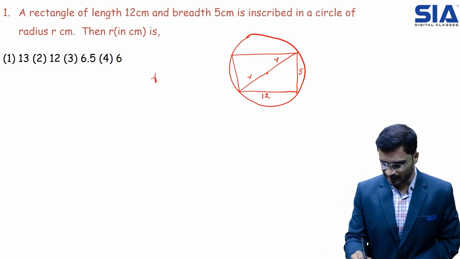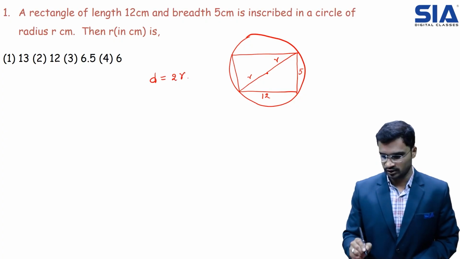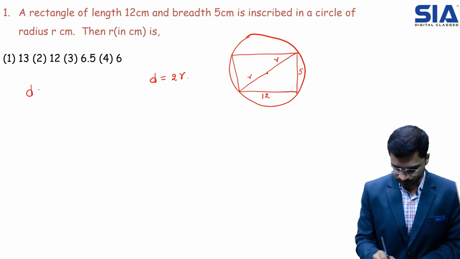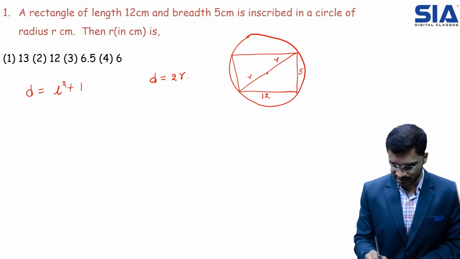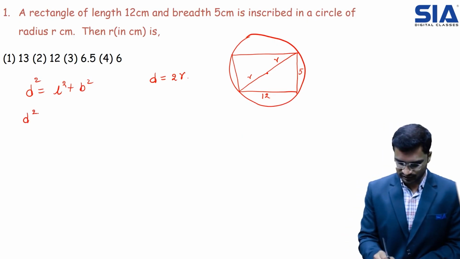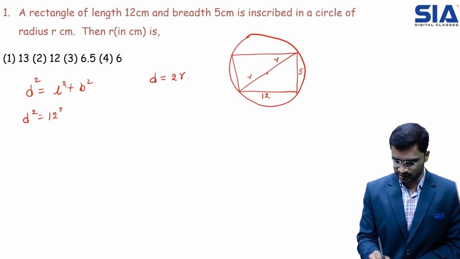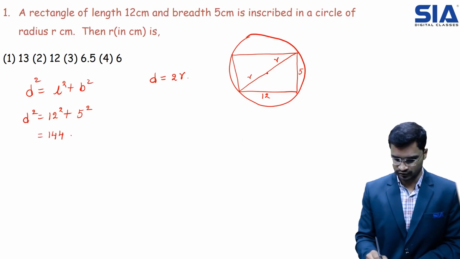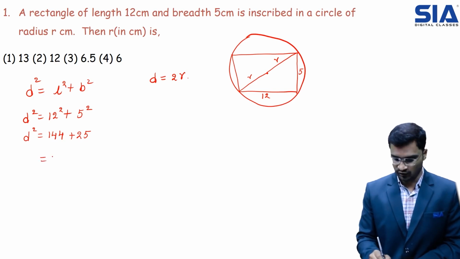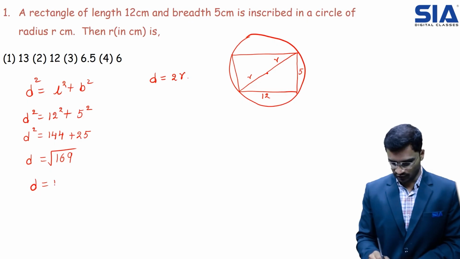Now diagonal of a rectangle is equals to 2r. Now we have to find what is the diagonal of a rectangle. Diagonal of a rectangle is d equals root of l square plus b square, or d square is equals to l square plus b square. Now diagonal square is equals to l square, length is 12 square, and breadth is 5 square. 12 square is 144 and 5 square is 25. So d square is 144 plus 25. 144 plus 25 is 169. Then d is equals to under root of 169. Then the value of d is 13.